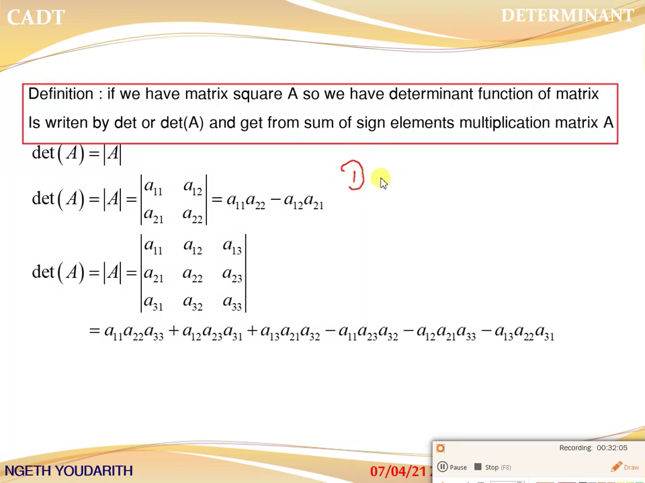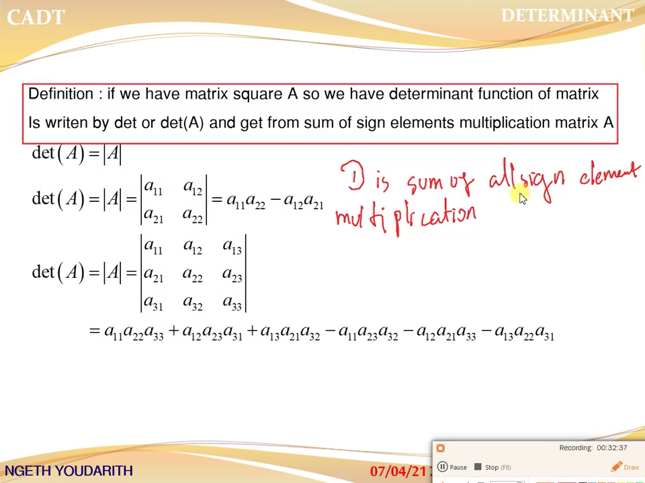So we can say, I write D, the determinant is the sum of all signed element multiplications of a matrix. For a matrix, we call this the determinant.